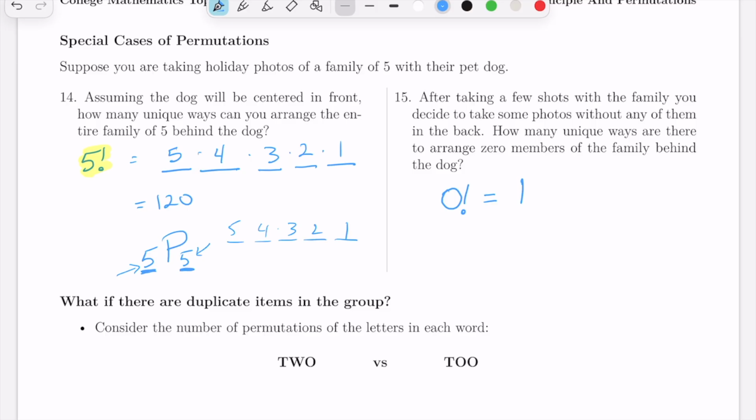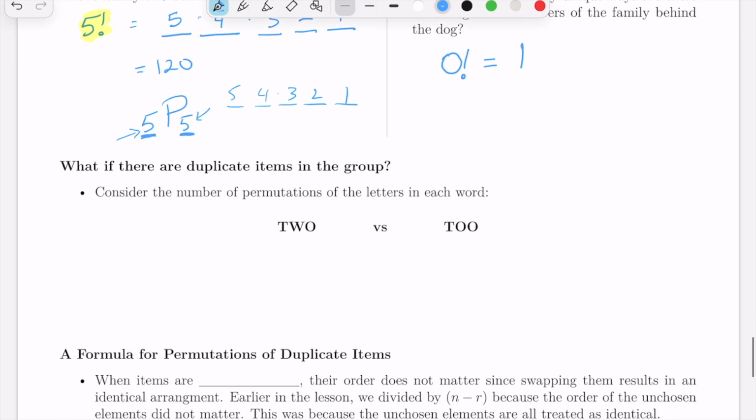Right? I have 0 Ferraris. How many ways can I park my 0 Ferraris in the driveway? Well, just 1, right? There's no Ferraris there. My driveway is empty. So 0 factorial is 1 because it's the number of ways of arranging 0 items.